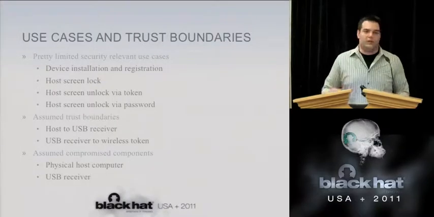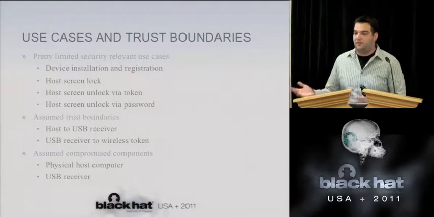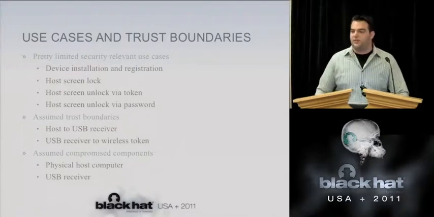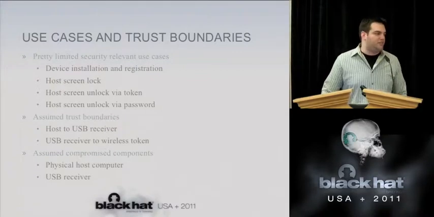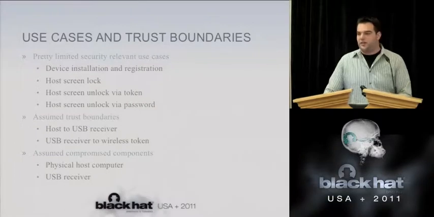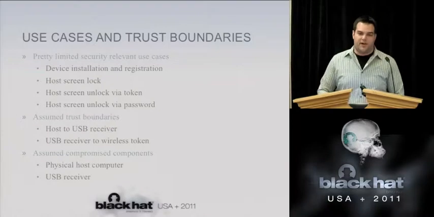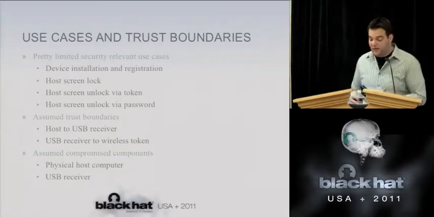What are the different components, and what's the assumed trust? Where does the trust get elevated in between the different components? One is the host to the USB receiver. In this architecture, in the attack surface of this device, you're assuming that the host software hasn't been compromised. Because if you can compromise the host software, there's really no need to lock your screen because the software's already been compromised. So that's the first trust boundary.